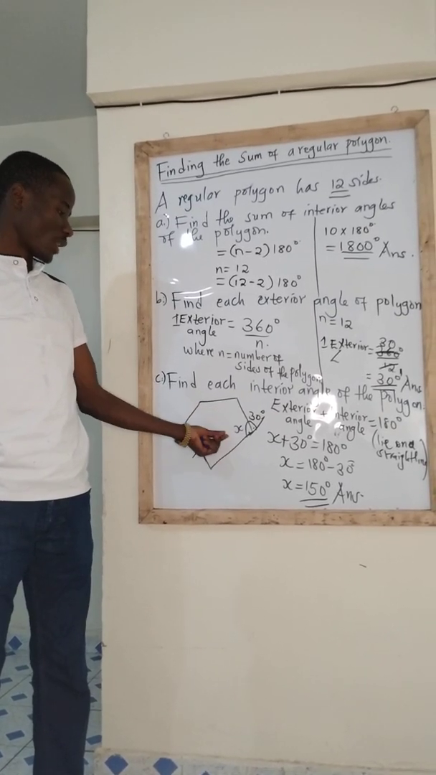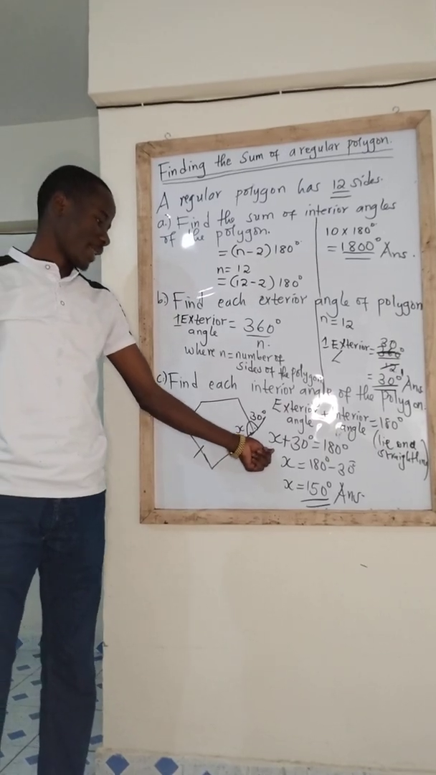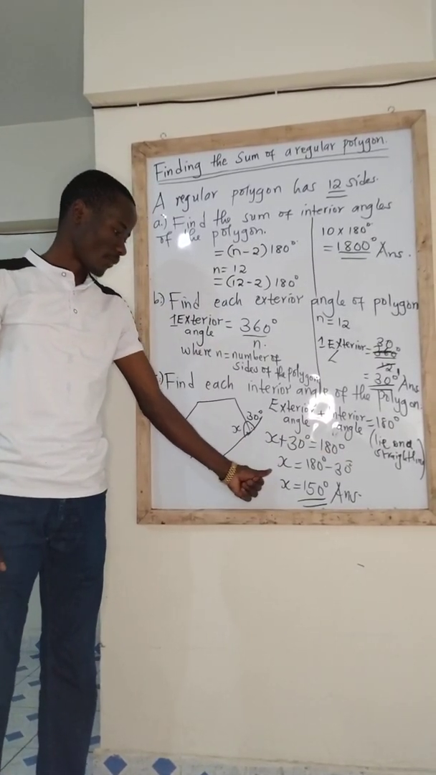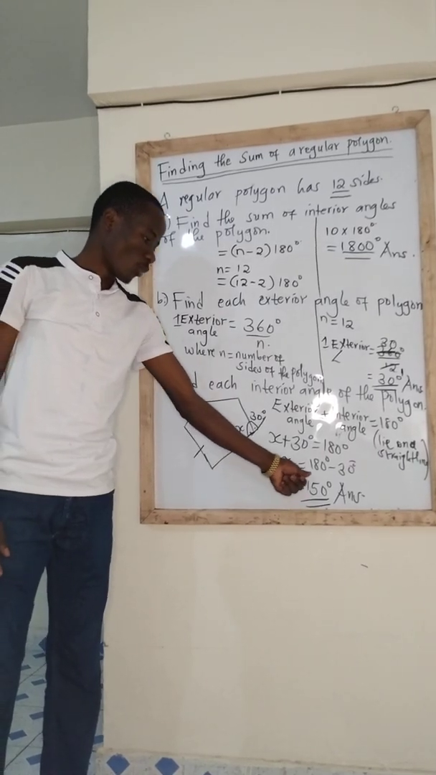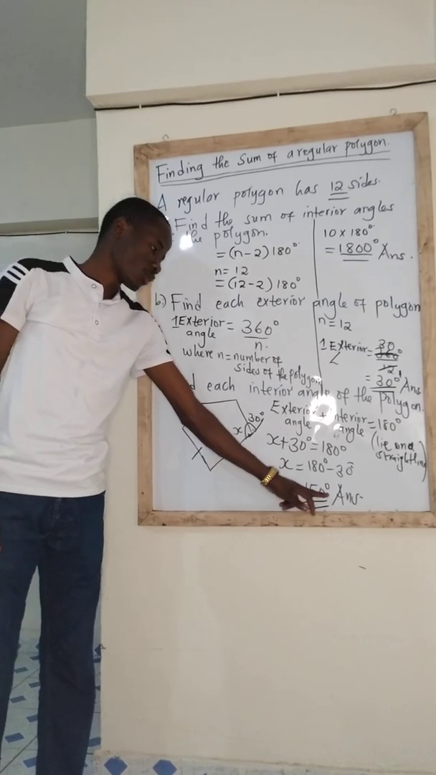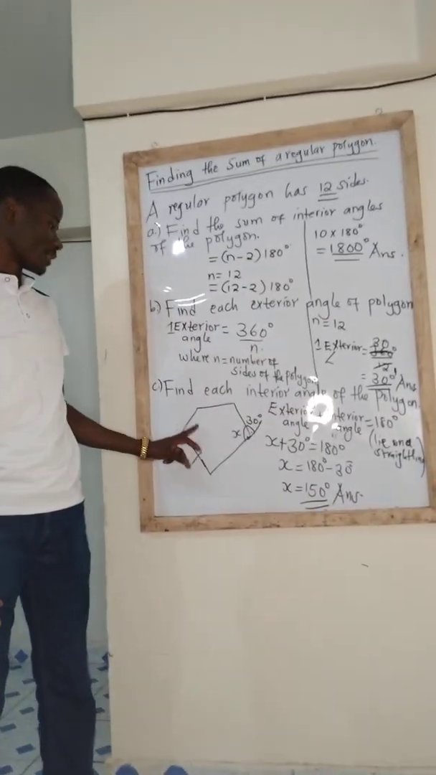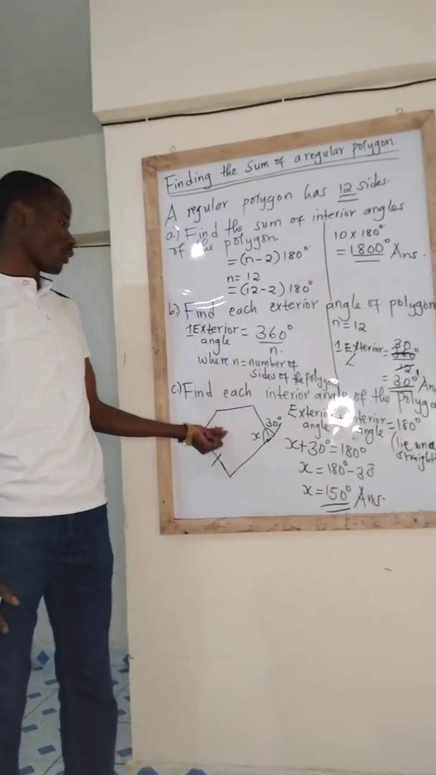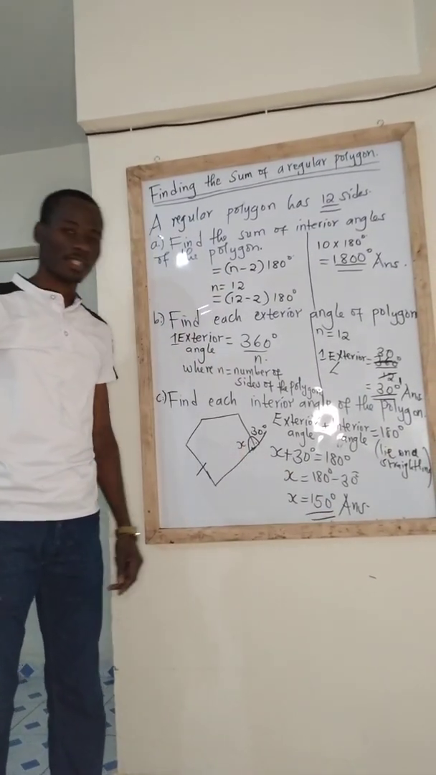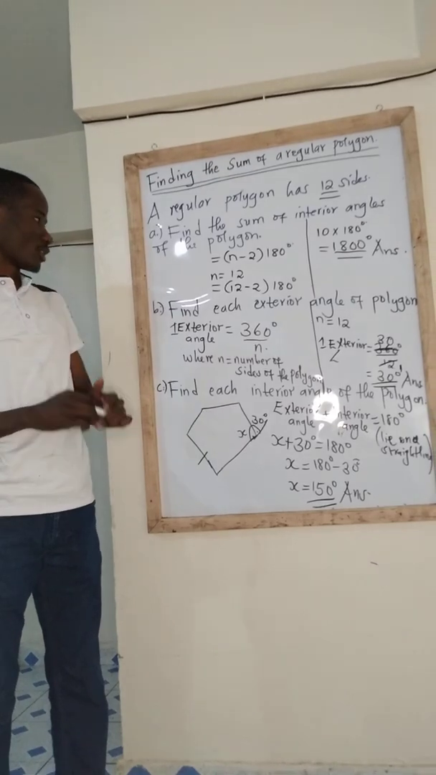Like in our scenario currently, we don't have the interior angle, but we have the exterior angle. So we let the interior angle be x. x plus 30 is equal to 180 degrees. What is x now? x will be equal to 180 take away 30 degrees, which is 150 degrees. Therefore, each interior angle of the above polygon is 150 degrees. That was it for today.